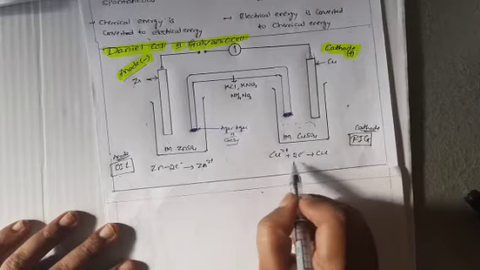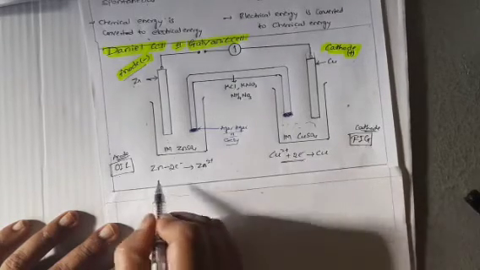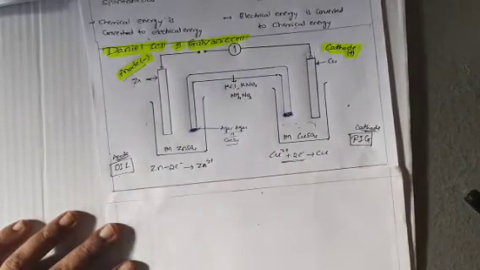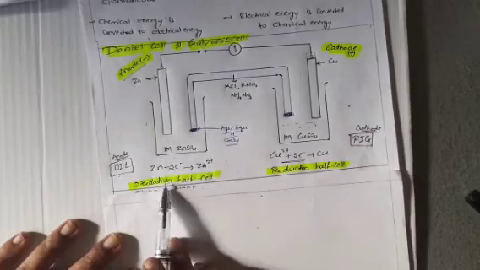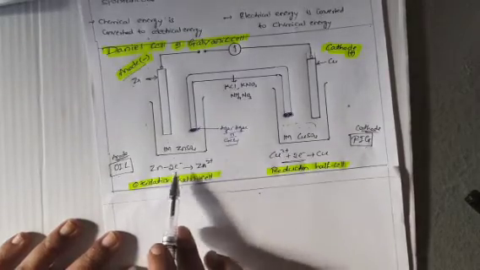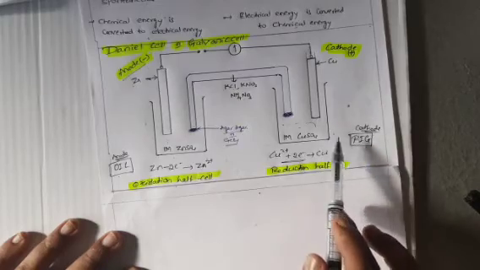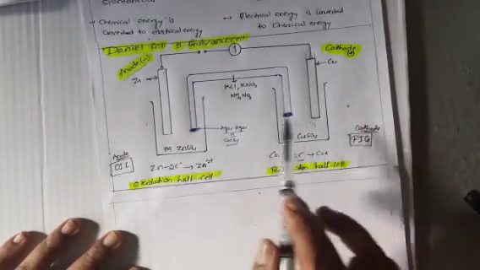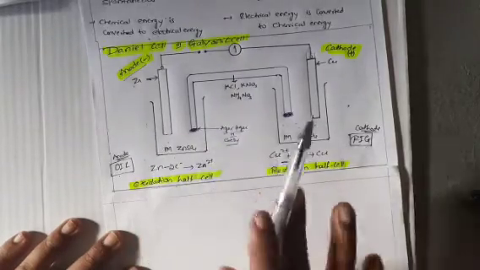This is known as the reduction half cell, and this is the oxidation half cell. Always in the anode oxidation takes place, so this is the oxidation half cell, and in the cathode reduction takes place, so this is the reduction half cell. This is the complete electrochemical cell setup.